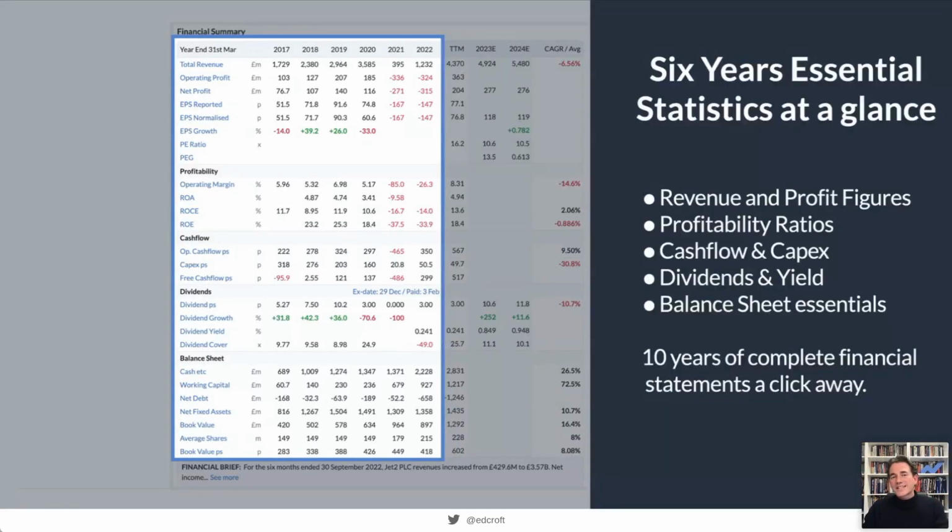So what we've got here is 6 years of essential statistics at a glance. We've got the revenue figures, the operating profit, net profit, and all these profit figures here. There's also an indicator of what the measure unit is. So for the UK, for example, we've got things priced in pence per share, so there's a P there. If you're international, it will be something else like a dollar or cents. And these profitability measures are percentages. We've got cash flow measures, dividends. I'm going to talk about some of these different areas in a moment. So 10 years of financial statements, the full accounts, are a click away on the accounts tab, which you can then go and investigate further.